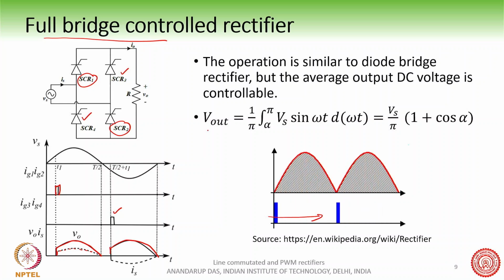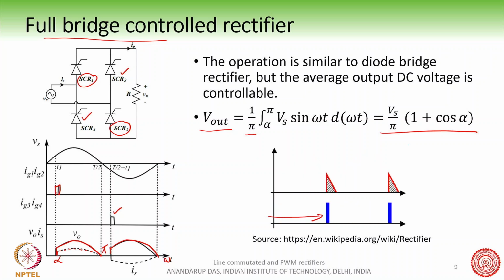So how much is the average output voltage? Again, you can integrate. This is the value pi, this is alpha. Of course, we have to use omega t here. So 1 by pi, alpha to pi, Vs sine theta d theta, right? And so we get this value of Vs by pi times (1 plus cos alpha), right? So again, by changing the value of alpha, you can vary the average output voltage.